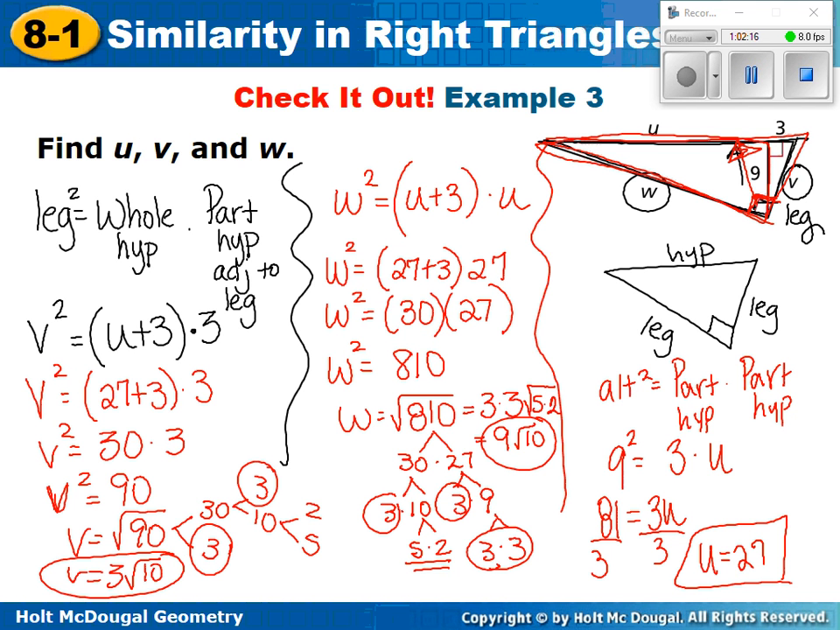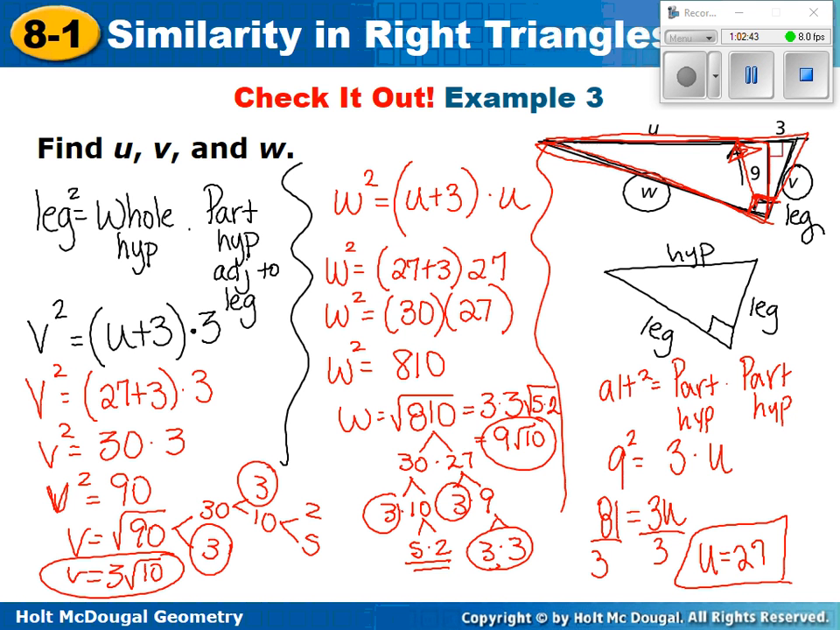7 squared equals X times 3. Very good. Are you guys with Michael? Which shortcut did he just use? Altitude squared equals part times part. So when you look at that picture, altitude squared equals part times part.